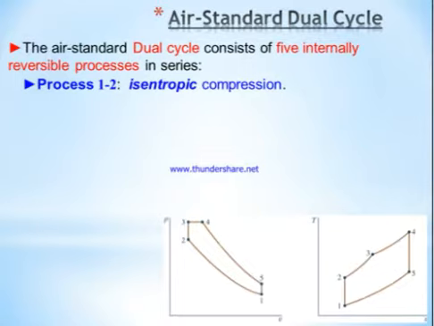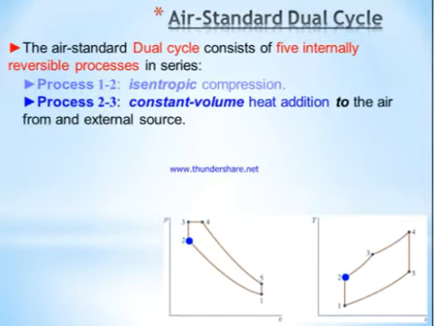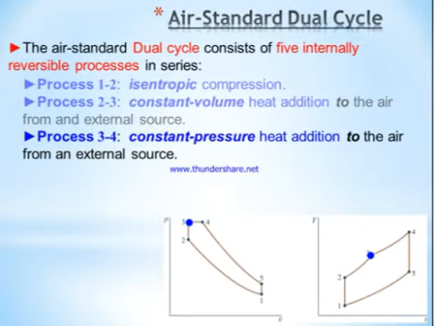Isentropic compression. Here the piston is compressed isentropically. So this is the input work. And constant volume heat addition. So here heat is added at constant volume, like in the Otto cycle. Now constant pressure heat addition to the air. So here heat is added at constant pressure, like in the diesel cycle.